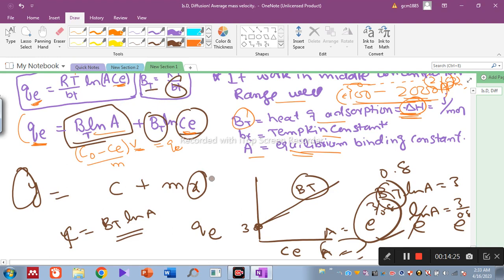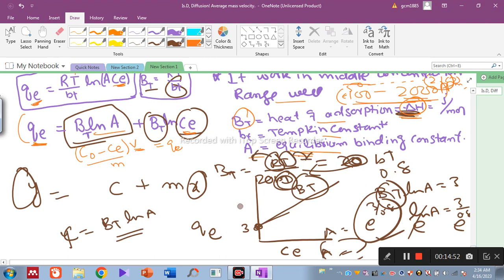Suppose we know bT is equal to RT divided by b. So R is given to us, 8.314, and this one is the temperature, which is also given to us, and suppose the value of bT is 20. Suppose this is 20. So we will get this b by rearranging. This is 20, and this will be equal to bT, and this is the R, and this is the temperature. So here you will get the Temkin constant.